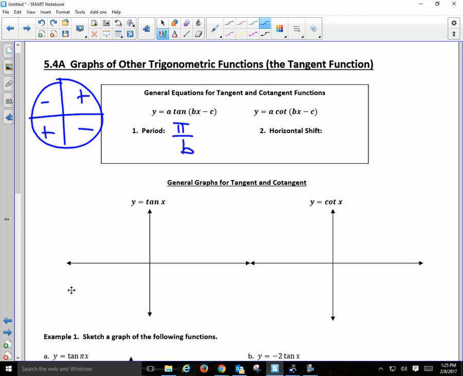For tangent, if the a value is positive, then it goes up. If the a value is negative, then it goes down. It's actually opposite for cotangent. I'll show you that later. If a is positive, it goes down. If a is negative, it goes up. And I'll show you why.